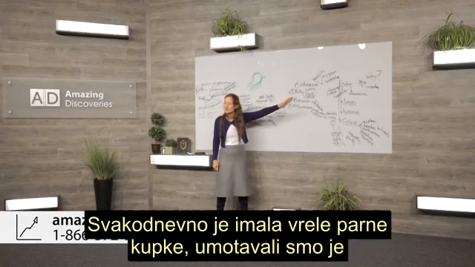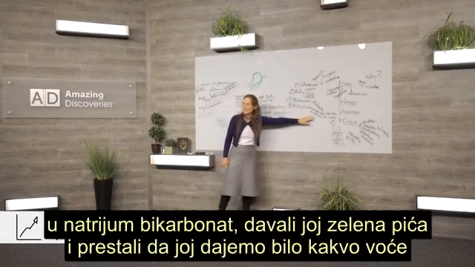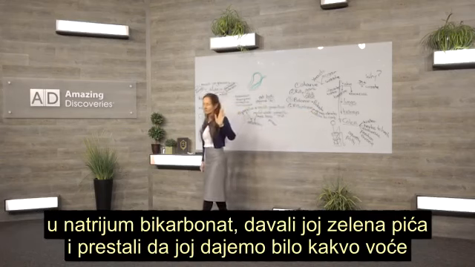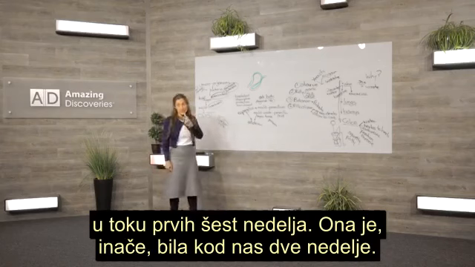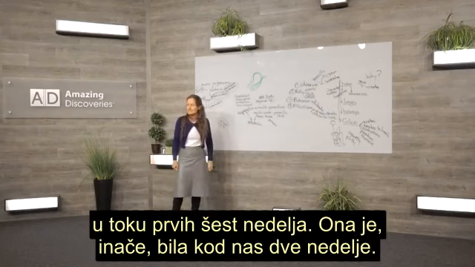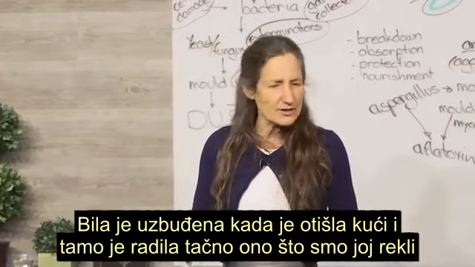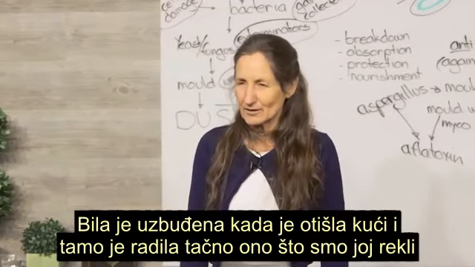She had steam baths every day. We wrapped her up in the sodium bicarbonate. She was having green drinks. We stopped all fruit for the first 6 weeks. She was with us for just 2 weeks. She was excited. She went home and she did exactly everything that we told her to do.